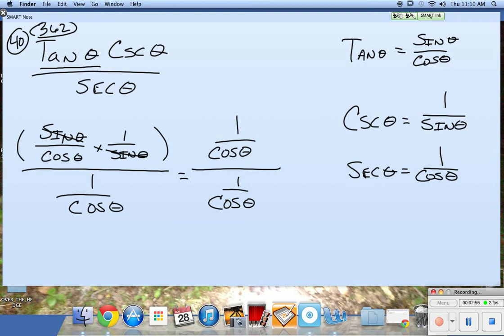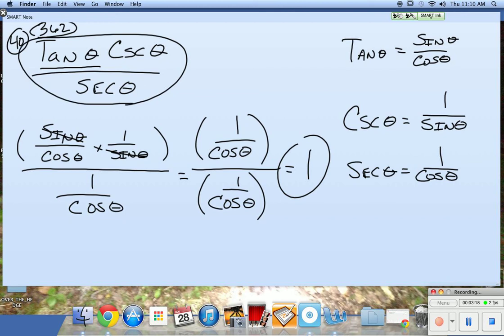Well, we can flip this bottom fraction if we want and bring it up, but really we're looking at the same thing on top and bottom. When we divide something by itself, it equals 1. So we've just reduced this problem to equal 1. Just by using some tools, we are able to reduce that down. Let's take a look at another one here.